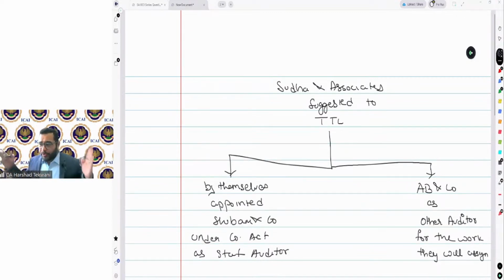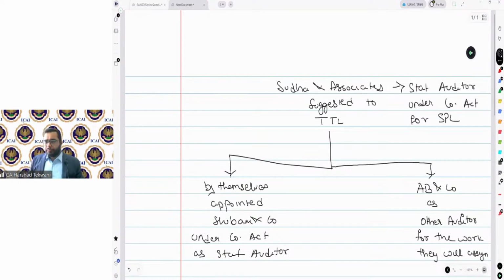Like appointing two different auditors. Now, Sudha and Associates, they are the statutory auditor appointed under Company Act, stat auditor under Company Act for SPL. Okay, good, Namrata. So this is the scenario.